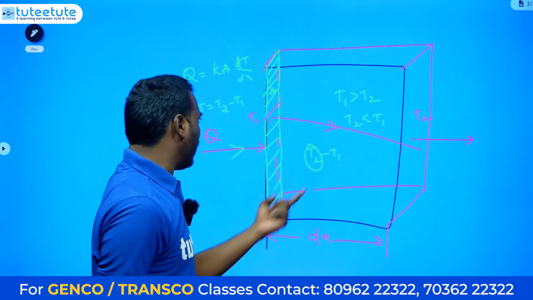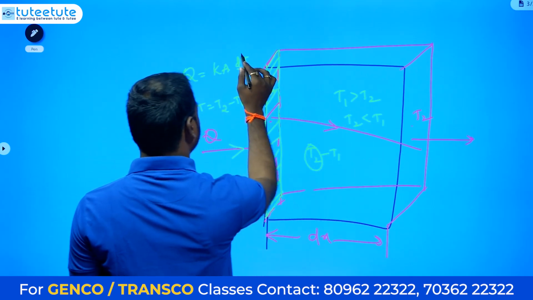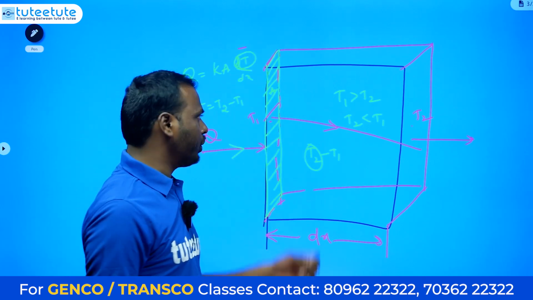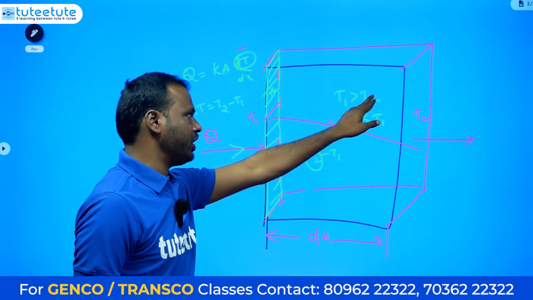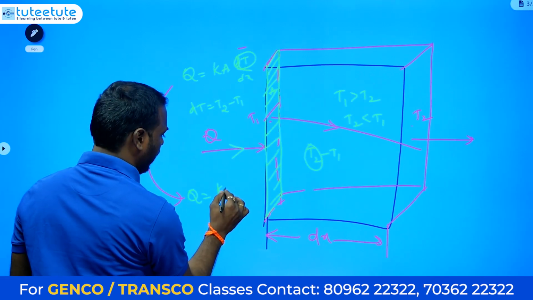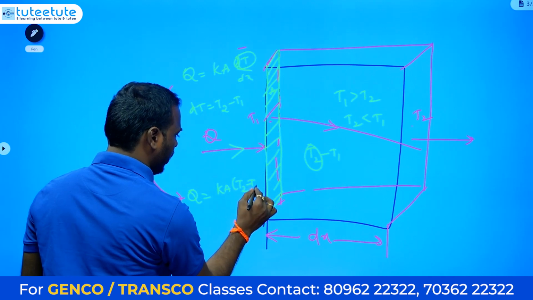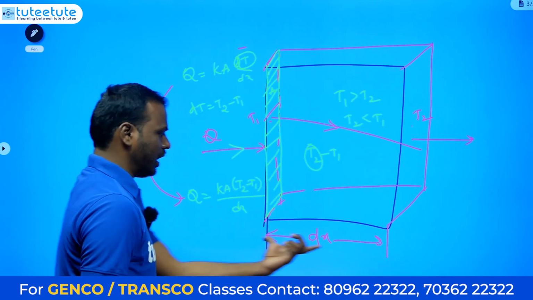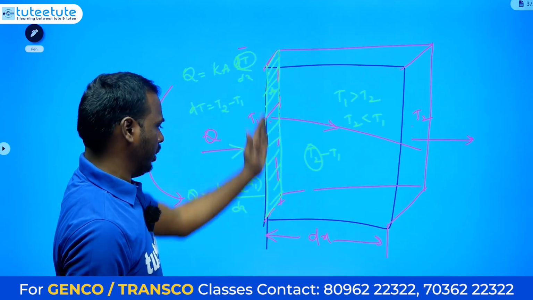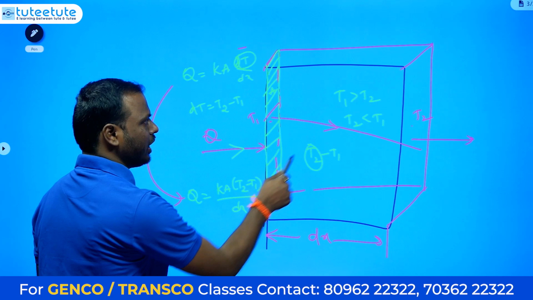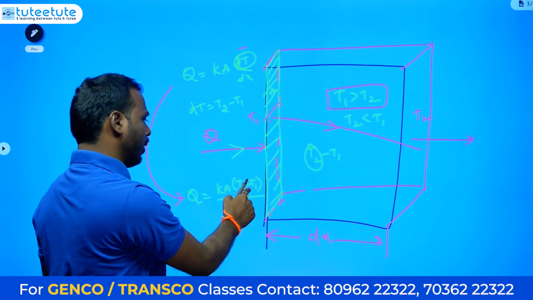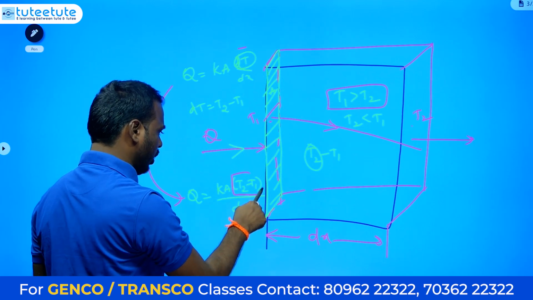If I substitute at this position, what will happen? You are going to get a negative value, as T1 is greater than T2. But according to this, Q is equal to K A into (T2 minus T1) by dx, where dx is the length and A is the area of cross section. Here, as T1 is greater than T2, this value will be negative.